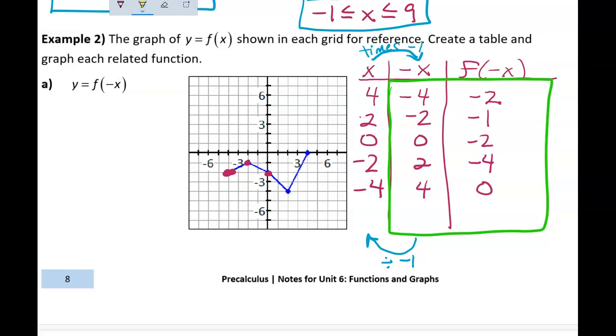Now let's remember that when we're graphing a related function, we have our x values and we have the y values, which are equal to f of -x. So the two columns that I highlighted are giving us those ordered pairs that we're going to graph on the function. Let me get rid of my stray marks on the graph, and we'll be graphing the points (4, -2), (2, -1), (0, -2), (-2, -4), and (-4, 0). So connecting those points together, we can see that we have a horizontal reflection, or a reflection over the y-axis.